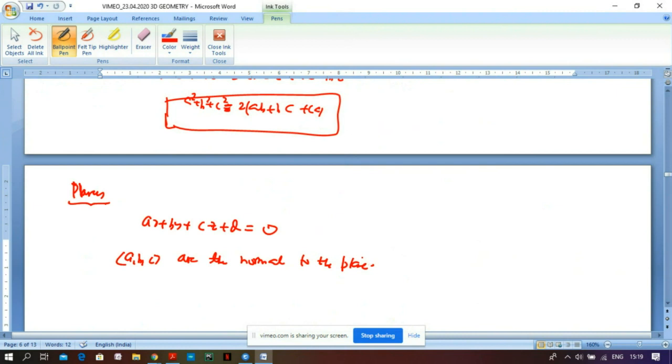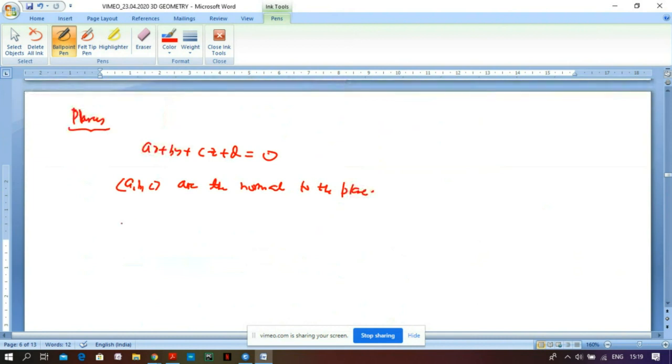It means that to determine the plane, first find its normal. If you can find the DRs of its normal, then the plane is immediately coming. Suppose the normal of the plane is 2, 3, and 11. Then you can quickly write the equation as 2x + 3y + 11z = k. And k gets determined if I give you some more condition, like the plane passing through some point or doing some other job.